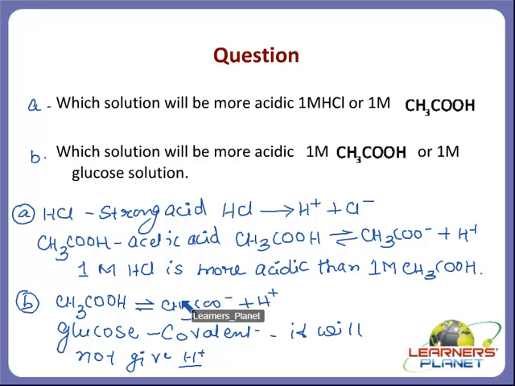So which will be more acidic, children? Your CH3COOH is giving H plus ions, whereas glucose is not giving H plus ions. So which solution will be more acidic? Acetic acid. Right? So what will be our answer? Acetic acid is more acidic than glucose solution. Glucose solution is in fact neutral. Okay. So whenever you get such questions, students, just try to dissociate that particular compound.